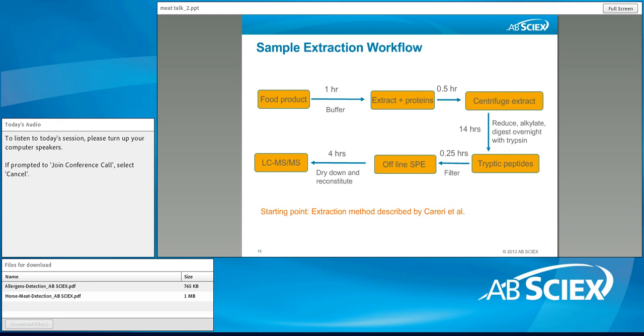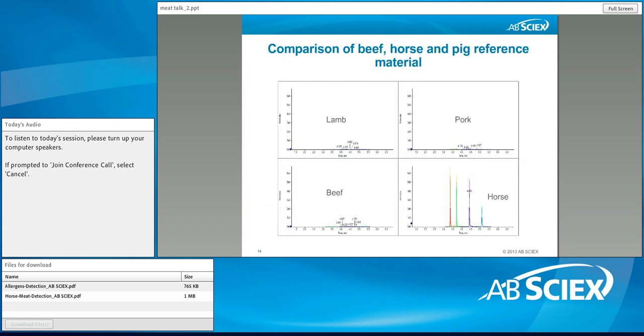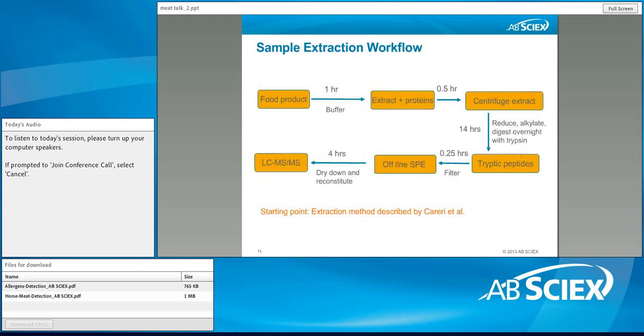This whole process took about an hour and a half to reduce and alkylate, and an hour to extract your proteins from your meat. And then we just did an hour tryptic digestion, not 14 hours as this slide says, a typo there. And then we did offline SPE to concentrate up our peptides, and then we analyzed them on the micro LC system. This sort of approach, sample prep, took about a day to do. So you start off in the morning, you can get it done in about 4 or 5 hours from sample to result.